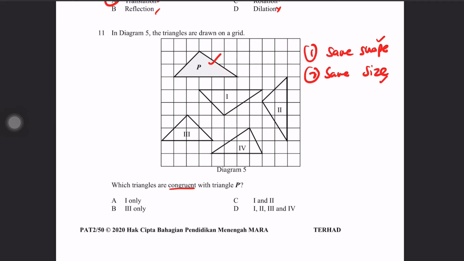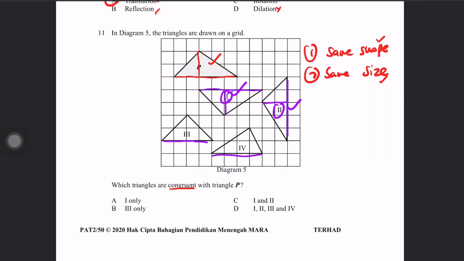Now we look at the first figure, number 1. For the base we have 1, 2, 3, 4, 5. Height is 2. So we have base 5, height 2. Same size, same shape. So 1 is congruent. Next, number 2. 1, 2, 3, 4, 5, correct. Height 1, 2, also correct, same shape, same size. Then the third one, 1, 2, 3, 4, not the same. Next, 1, 2, 3, 4 is also not the same.